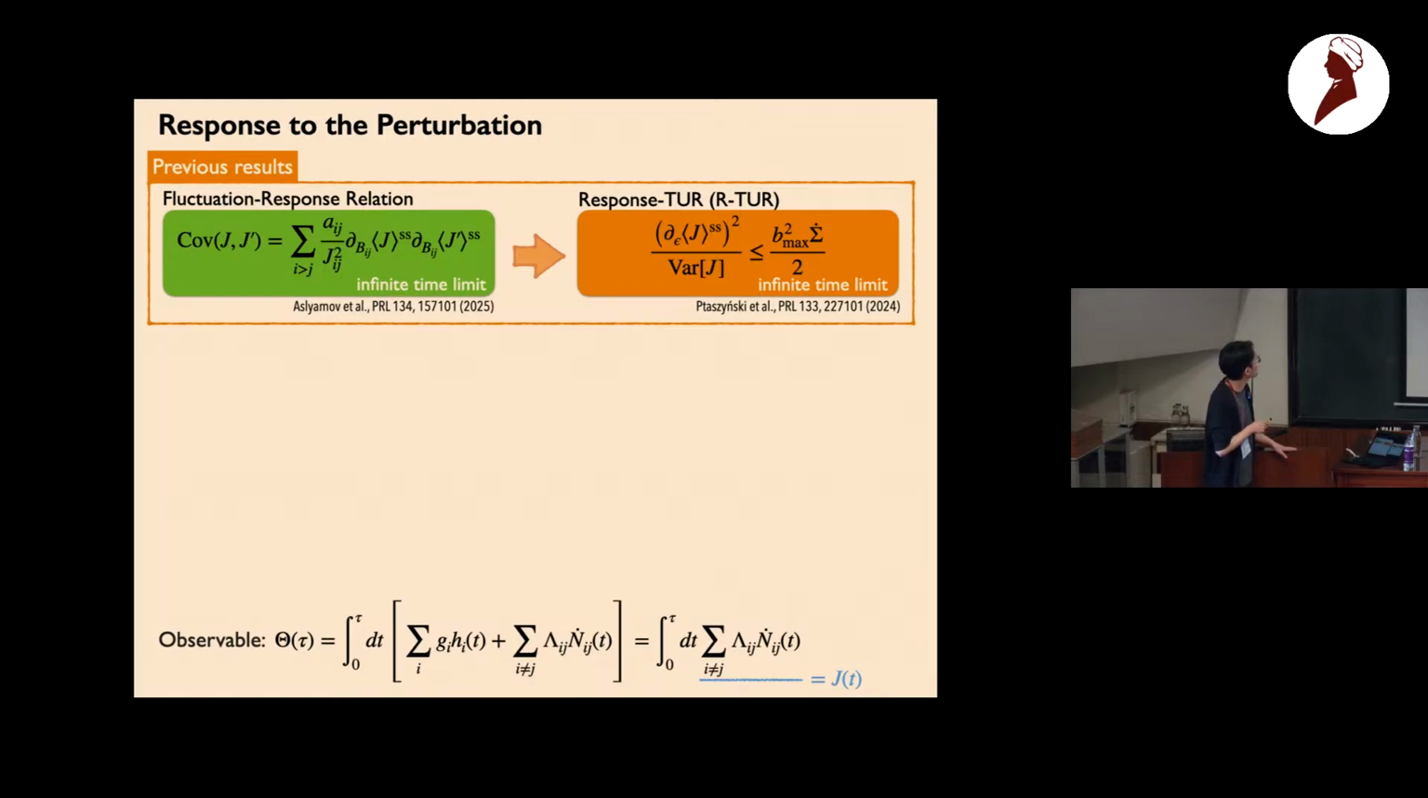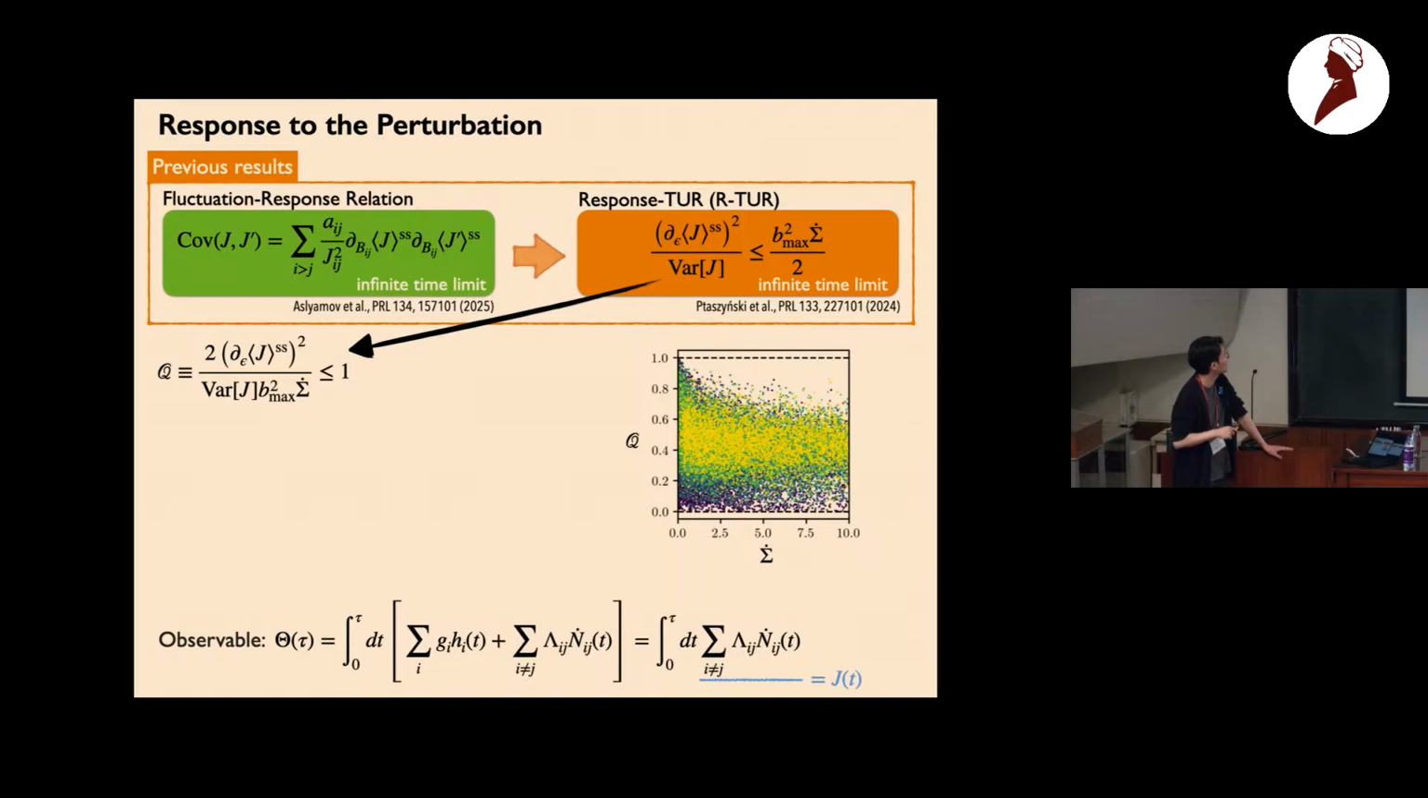So to numerically check this relationship, we can first rearrange this inequality this way. By moving this term to the left-hand side, we can define this Q factor. If this inequality holds, then this Q factor should always be smaller than 1. So they evaluated this Q factor for various Markov jump networks with various parameters. These are the results. Every single data point represents the evaluated Q value for each network. You can see that this Q factor is always smaller than 1.